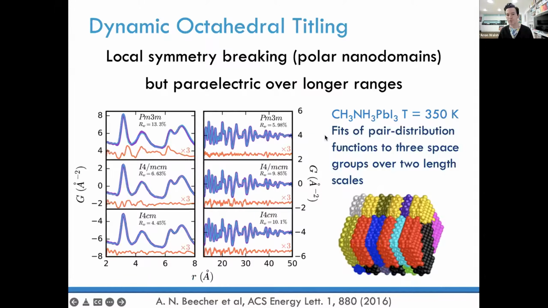And essentially from the inelastic measurements, you can analyze a pair distribution function. And what you find is that over different length scales, you have a best fit to different crystal structure types. So when you look over long length scales for this particular material at this temperature, you get a best fit to a cubic perovskite structure. But when you look over shorter length scales, you get a best fit to a polar tetragonal space group. So there's a difference between the short range features and the long range behavior. And that was back in 2016.